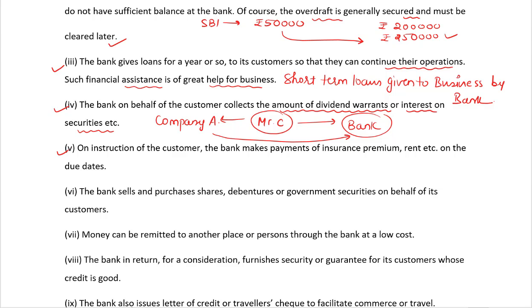Let's see point number 5. On instructions of the customer, the bank makes payment of insurance premium, rent on the due date. So what happens, many a time the customer is not able to remember all the due dates, when he needs to pay insurance premium, the electricity bill, the water bill. So in that case, Mr. A, that is the customer, directly gives instructions to the bank for the payment of these bills.